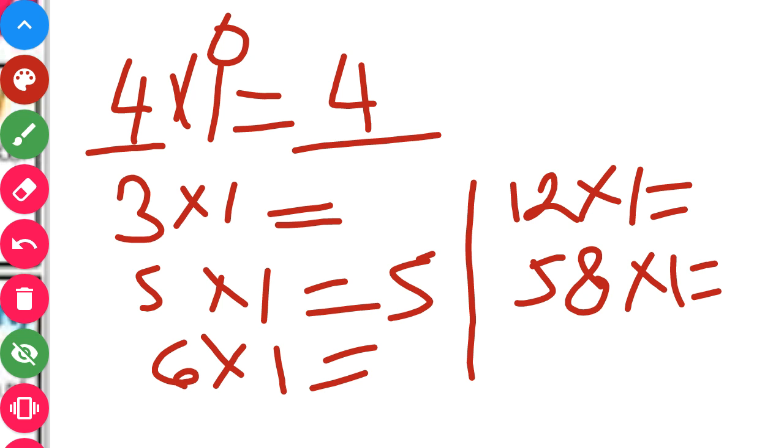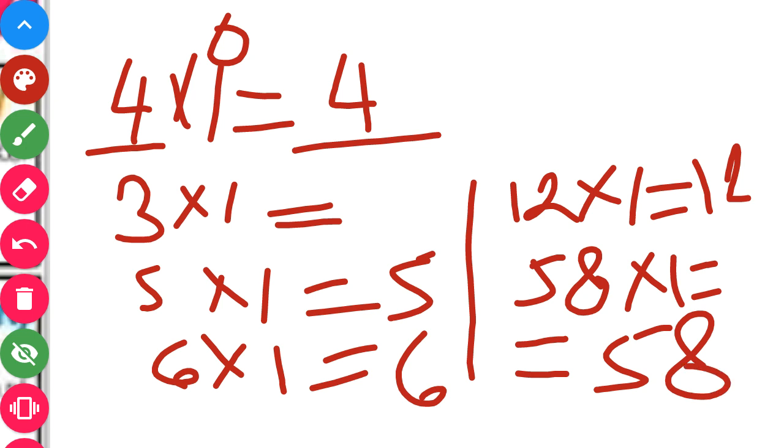Next is 6 into 1. 6 into 1 we will get 6. Next is 12 into 1. 12 into 1 we will get 12. And 58 into 1, 58. Okay, so this first property is clear to you all. Now let us move toward the next property.